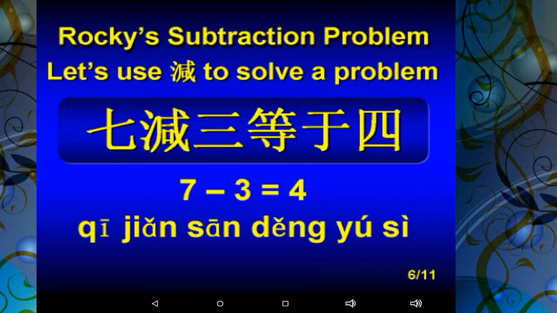Now I'm going to give you a subtraction problem. Our problem right here is 7 minus 3. Let's use Jian to solve our subtraction problem.